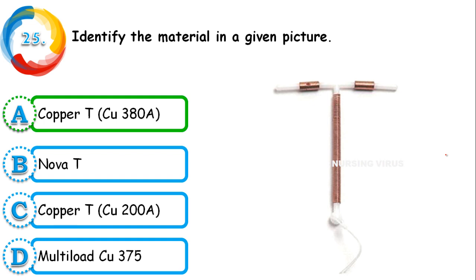It is a T-shaped device with a polyethylene frame holding 380 mm square of exposed surface area of copper. So everything is in copper material. The IUD frame contains barium sulfate, making it radio-opaque, and this one can be used up to 10 years, or even sometimes up to 12 years.